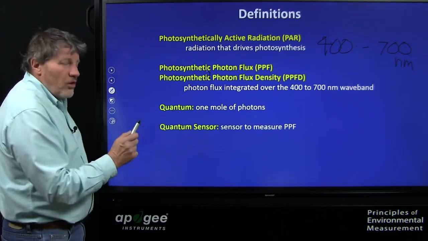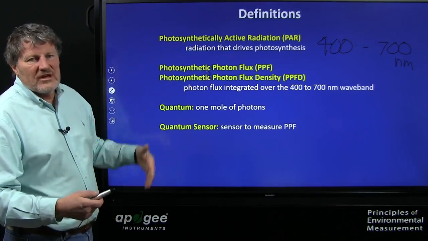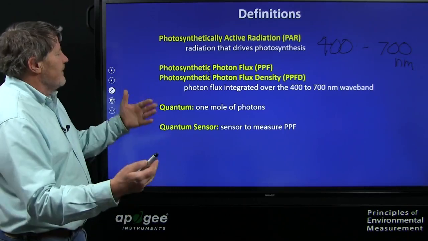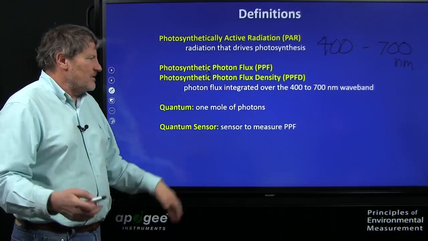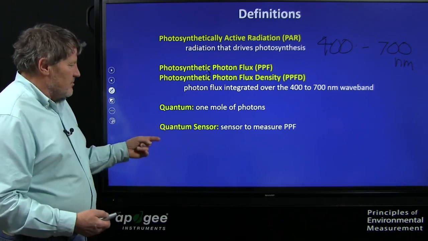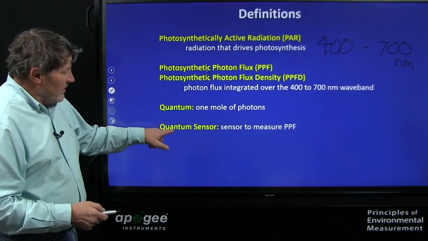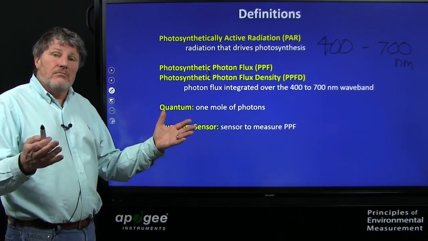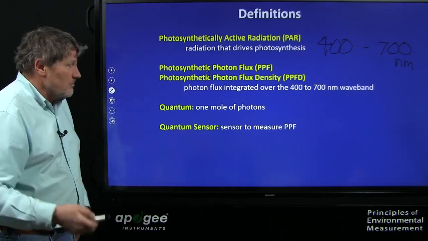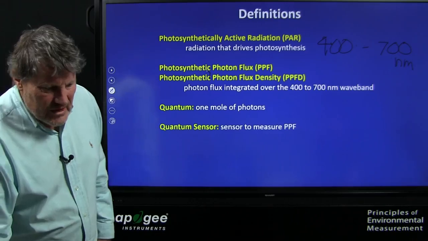But quantum sensor then is a sensor to measure all this stuff. So that's when we say quantum sensor. We could say a PAR sensor, we could say a PPF sensor, PPFD. They're all the same thing, but that's where this word comes from, a quantum sensor. Or if the sensor is connected to a meter, then it's a quantum meter. And I'll show you some examples of that. In fact, let me show you an example right now.